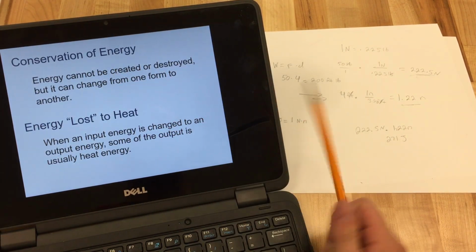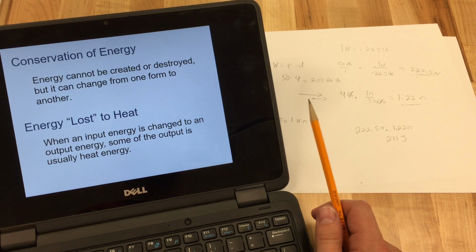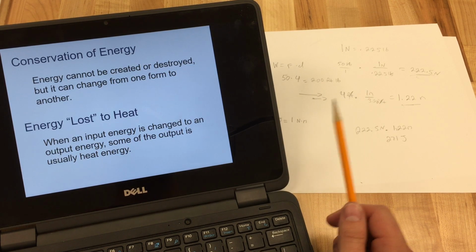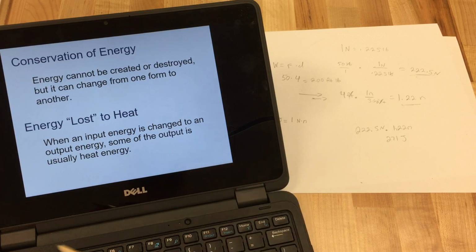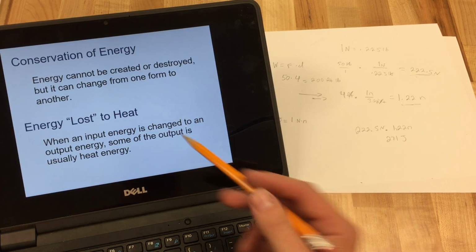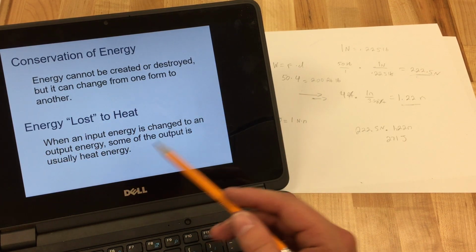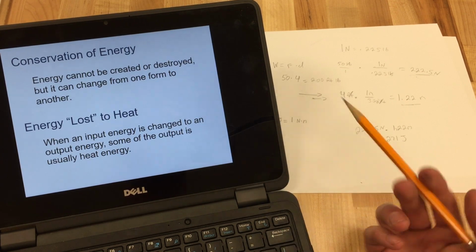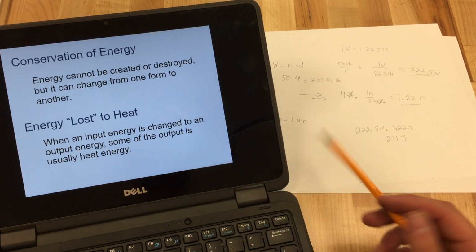Conservation of energy. Energy cannot be created or destroyed. That's just a basic law of energy. You cannot create or destroy it. You can only change it from one form to the other. However, whenever we change the output energy, we're going to lose some, usually as heat energy.